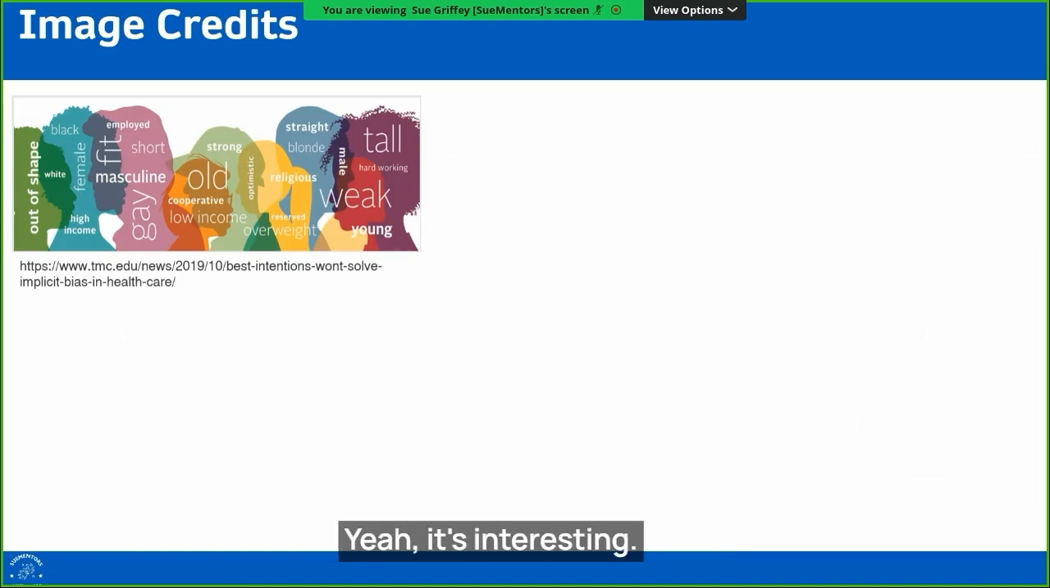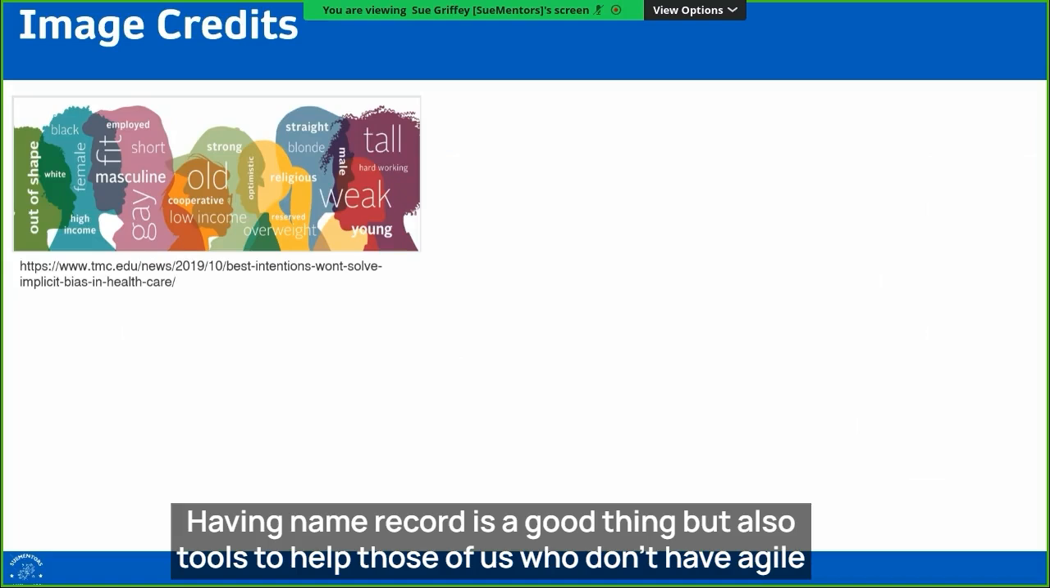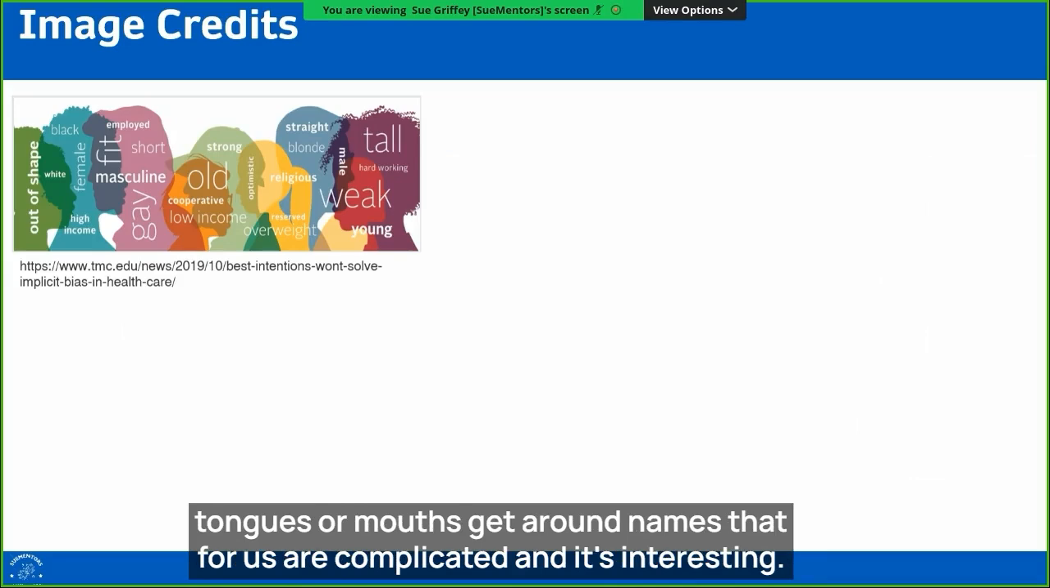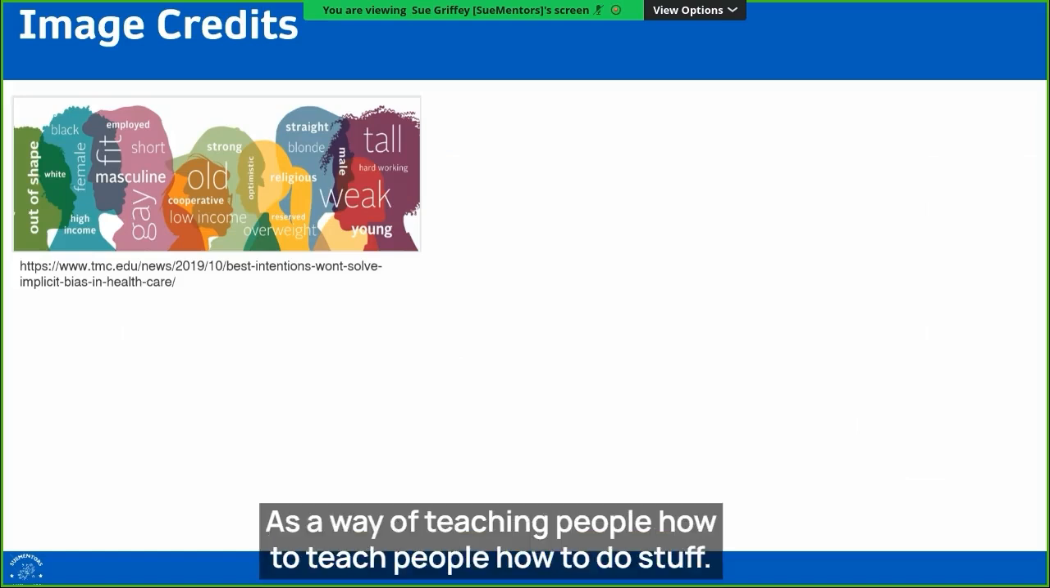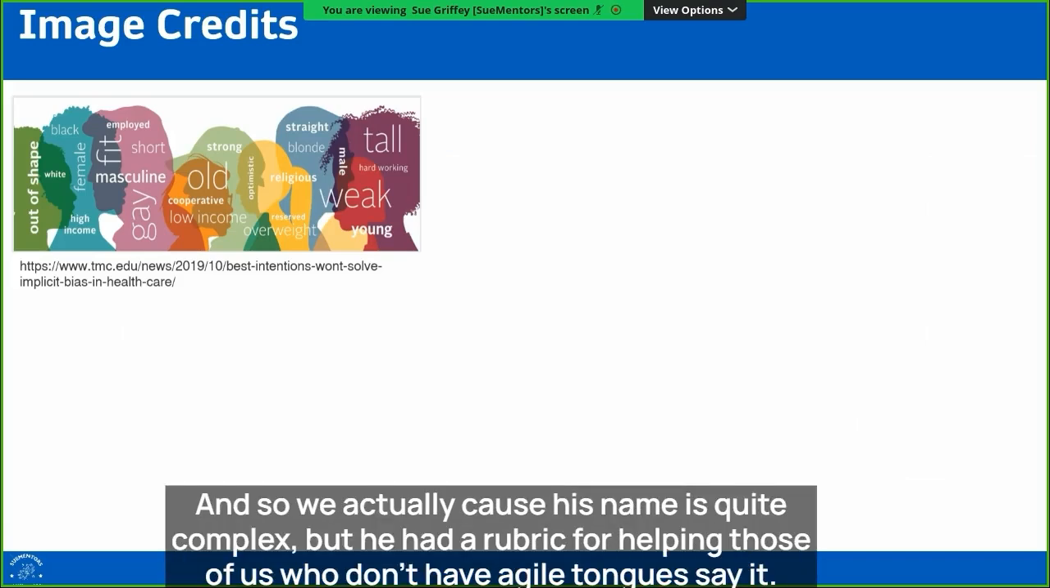Rob, another comment? It's interesting. Having name recognition is a good thing, but we also need tools to help those of us who don't have agile tongues get around names that for us are complicated. I ran into one of my favorite mentors, who mentored me in the world of training design and development, a chap named Sivasalam Thyagarajan. He actually used his name as a way of teaching people how to teach. His name is quite complex, but he had a rubric for helping those of us who don't have agile tongues say it.